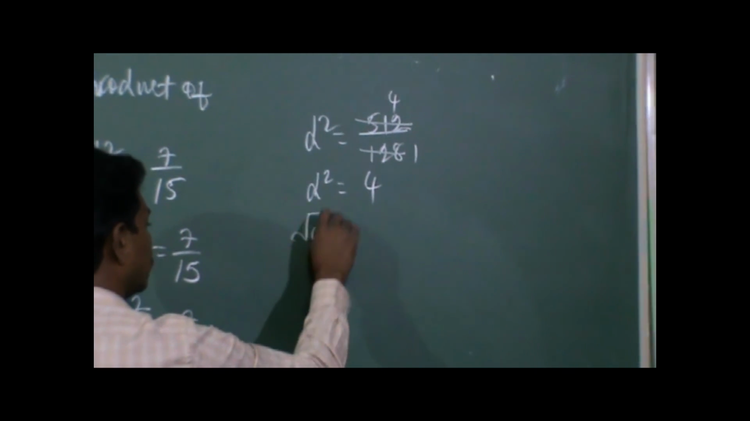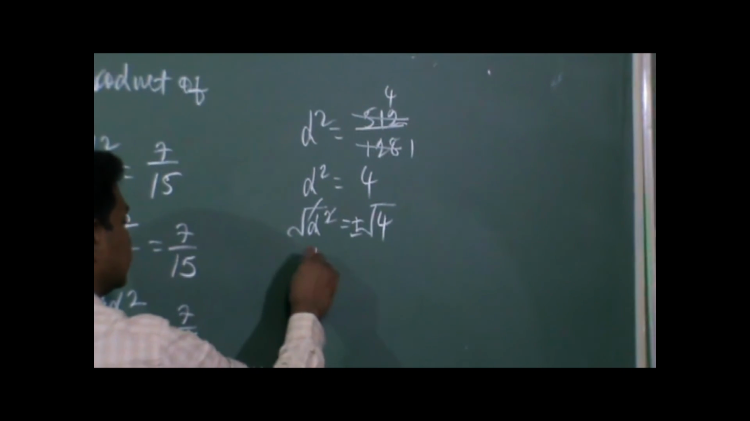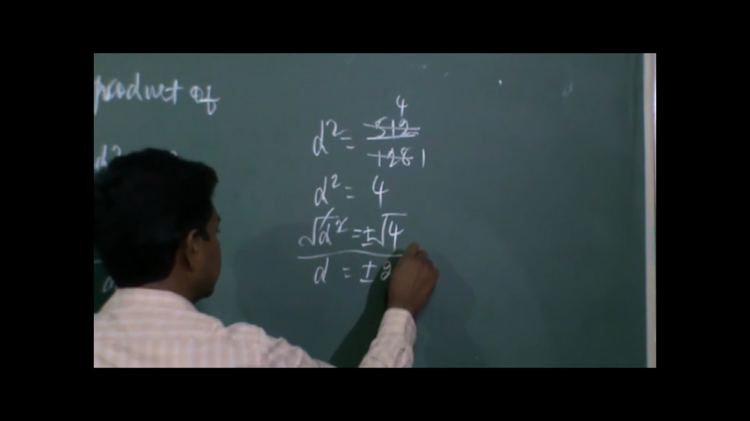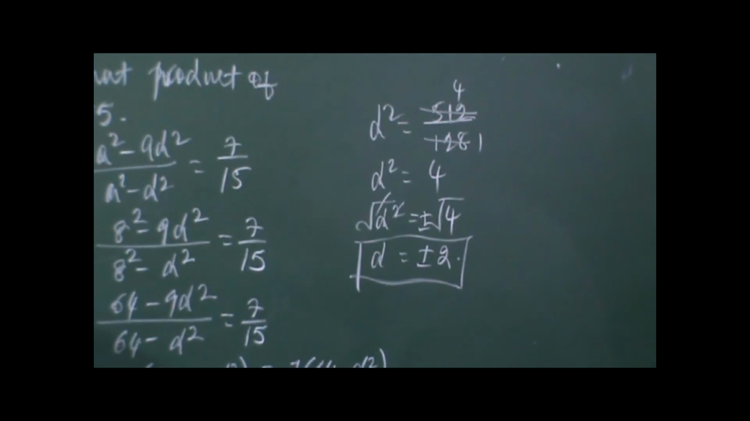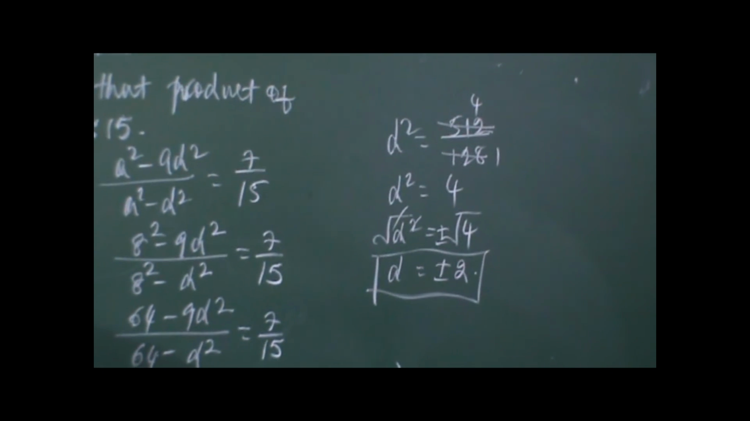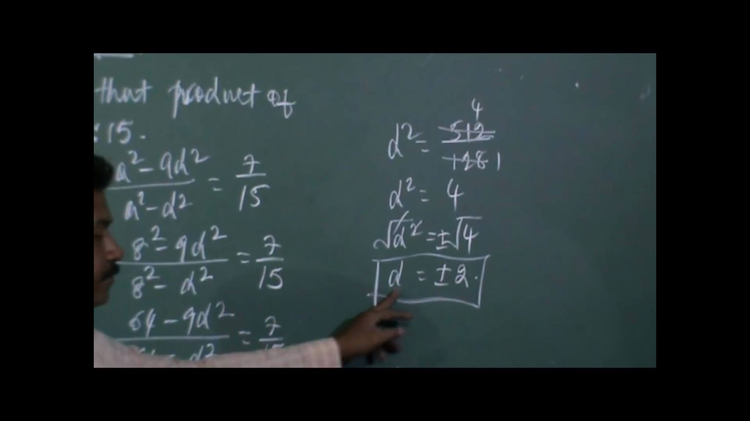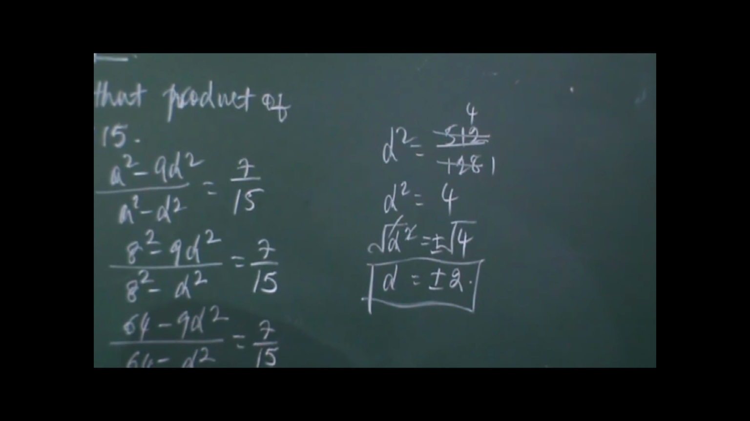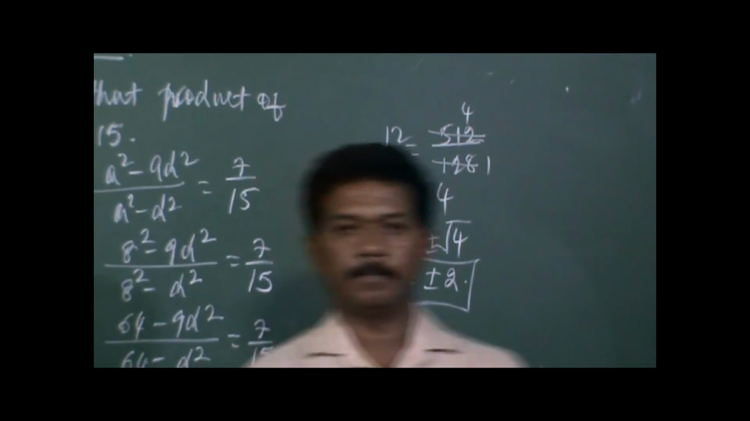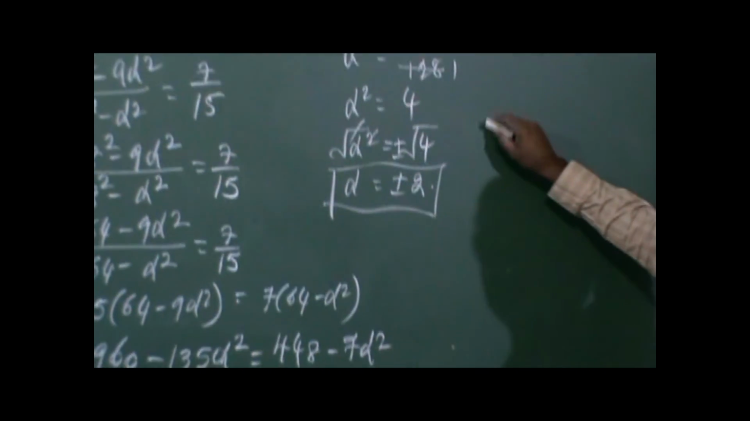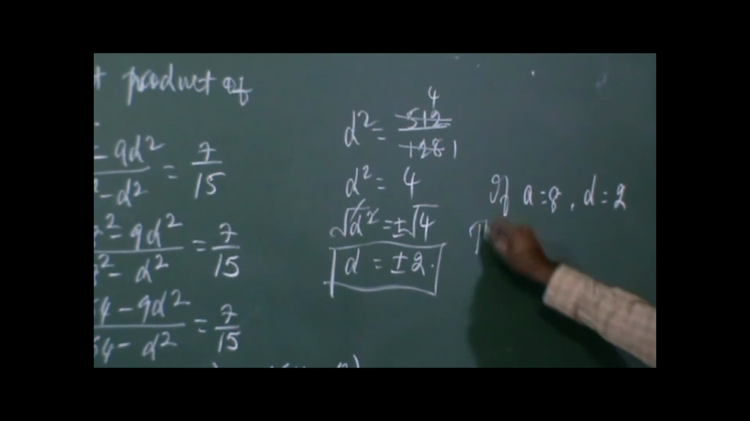So taking square root on both sides, we get square root of d square is plus or minus square root of 4. The square root cancels, d is equal to plus or minus 2. So d has 2 values. Now we have to find the 4 parts, and in order to find the 4 parts, we also need the value of a. It is ready, a is 8, and d has two values, plus 2 and minus 2. So go with any one of them. Let us go with plus 2.